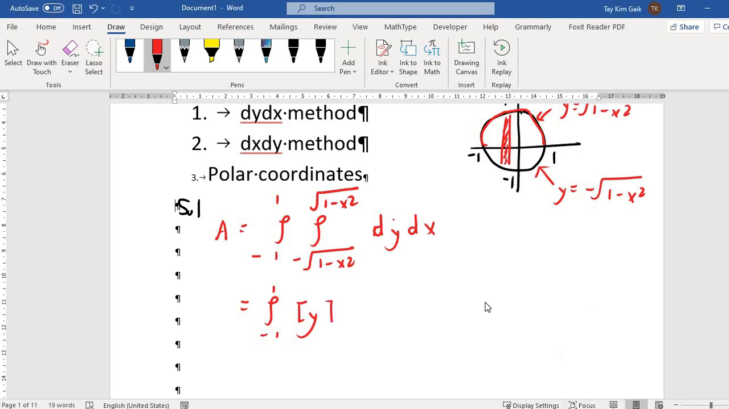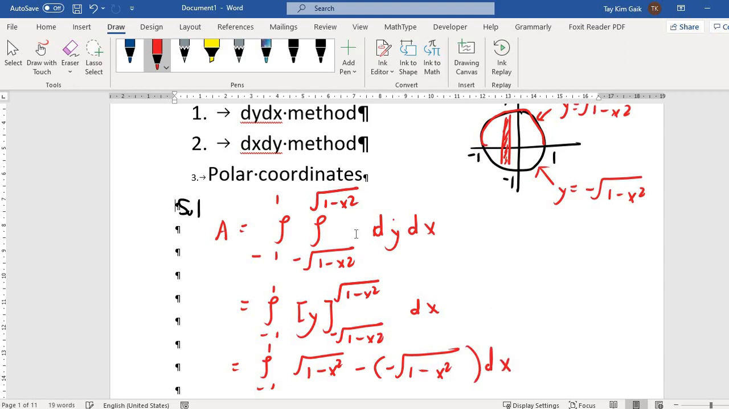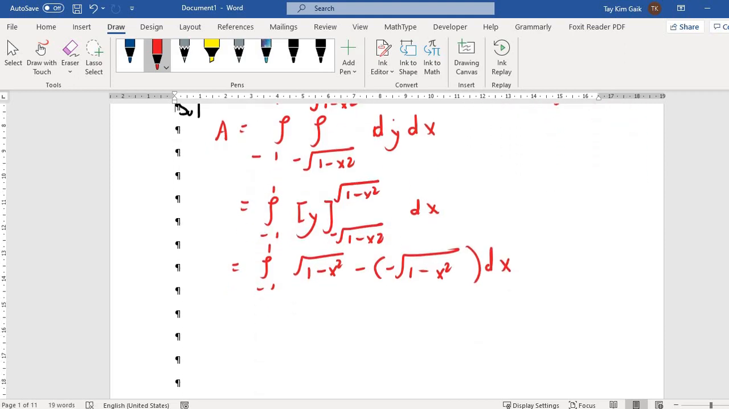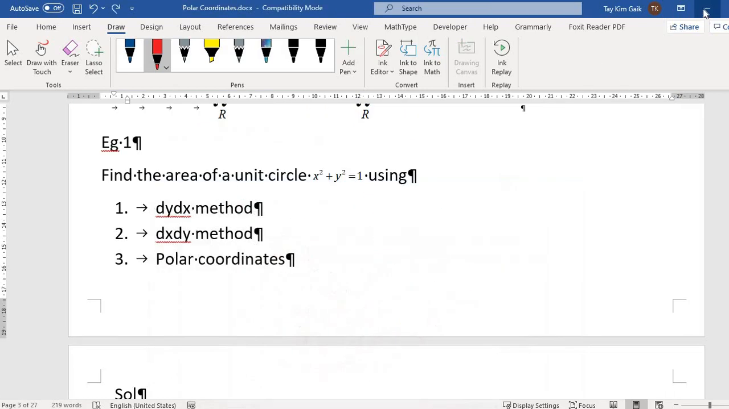You have y here. So put the limit from -√(1 - x²) up to +√(1 - x²) dx. So put the upper limit, deduct the lower limit: √(1 - x²) minus negative √(1 - x²) dx. So you will get 2 times the integral from -1 to 1 of √(1 - x²) dx. If you don't remember how to integrate this one, you may just use your scientific calculator to integrate it.